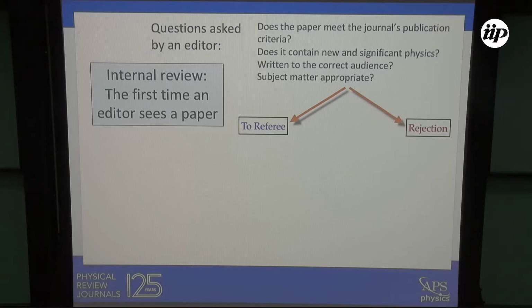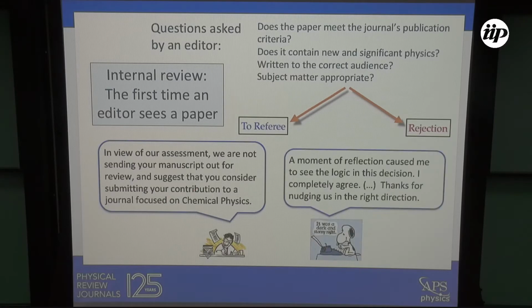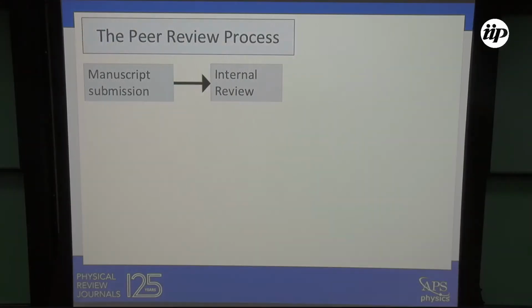We can reject it without external review when the paper, in our opinion, does not meet one of these criteria. And sometimes it actually works to your advantage, because here's a quote: "In view of our assessment, we are not sending your manuscript out for review, and suggest that you consider submitting your contribution to a journal focused on chemical physics." And sometimes the authors do come back and say, "A moment of reflection caused me to see the logic in this decision. I completely agree. Thanks for nudging us in the right direction." Now, not everybody's that nice, but we do get people who say, "Yeah, you're right. We should have thought about this a little more."